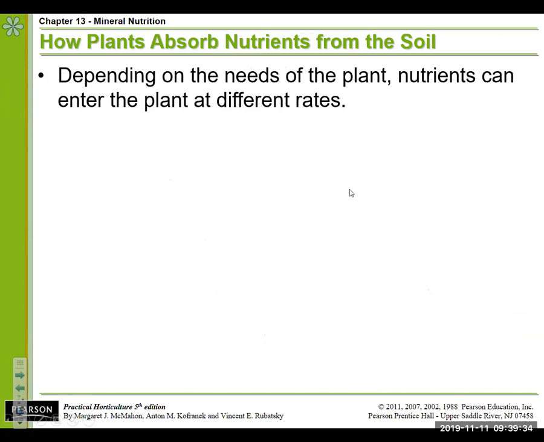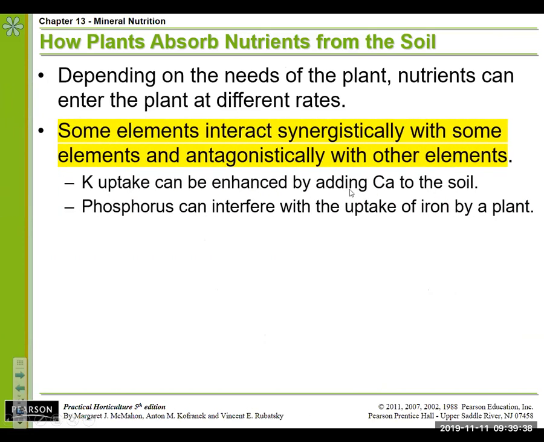And these different nutrients can enter the plant at different rates. Some of these nutrients are interacting synergistically with the elements, some of them antagonistically. So some of them are working together, some of them are working against each other, which is where we get the whole idea of nutrient imbalances. Some are preventing the uptake of other nutrients.